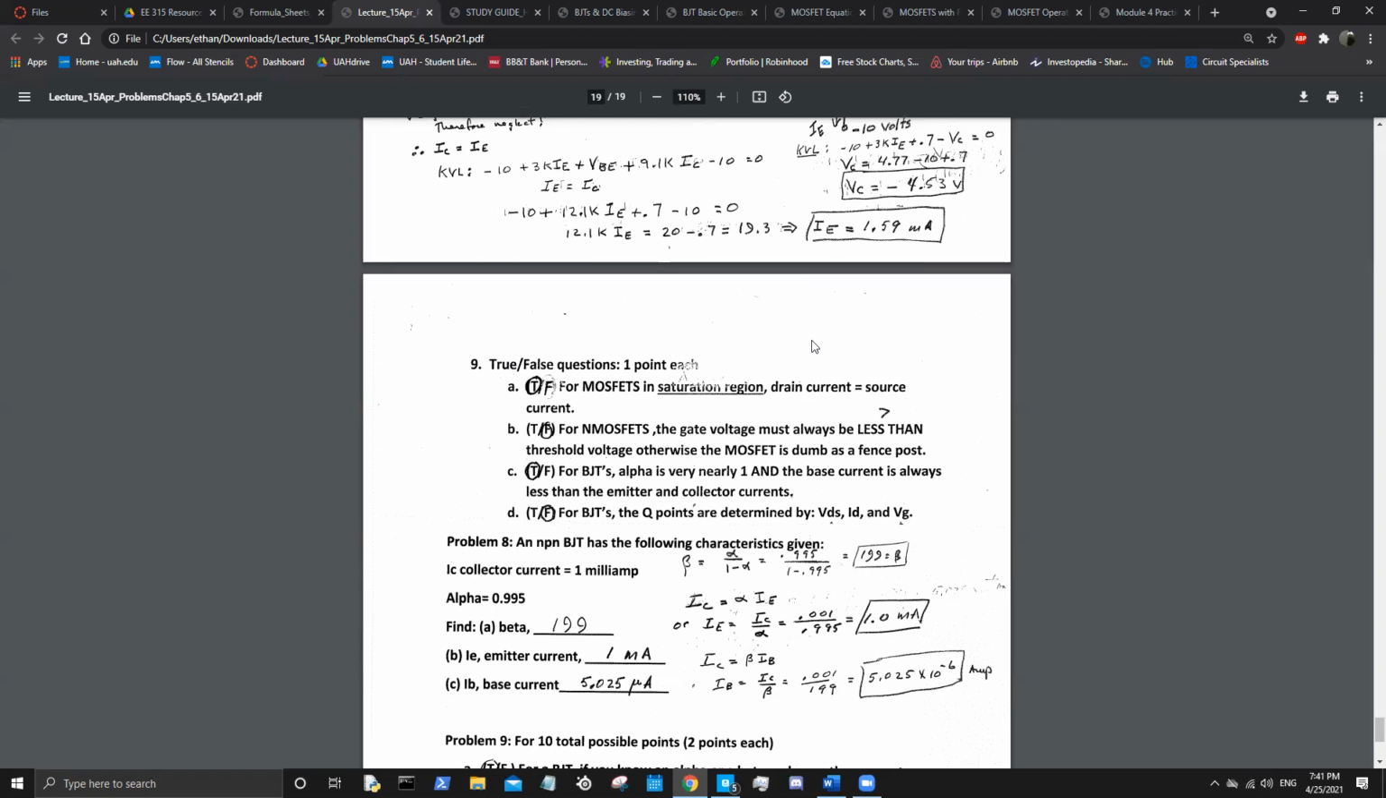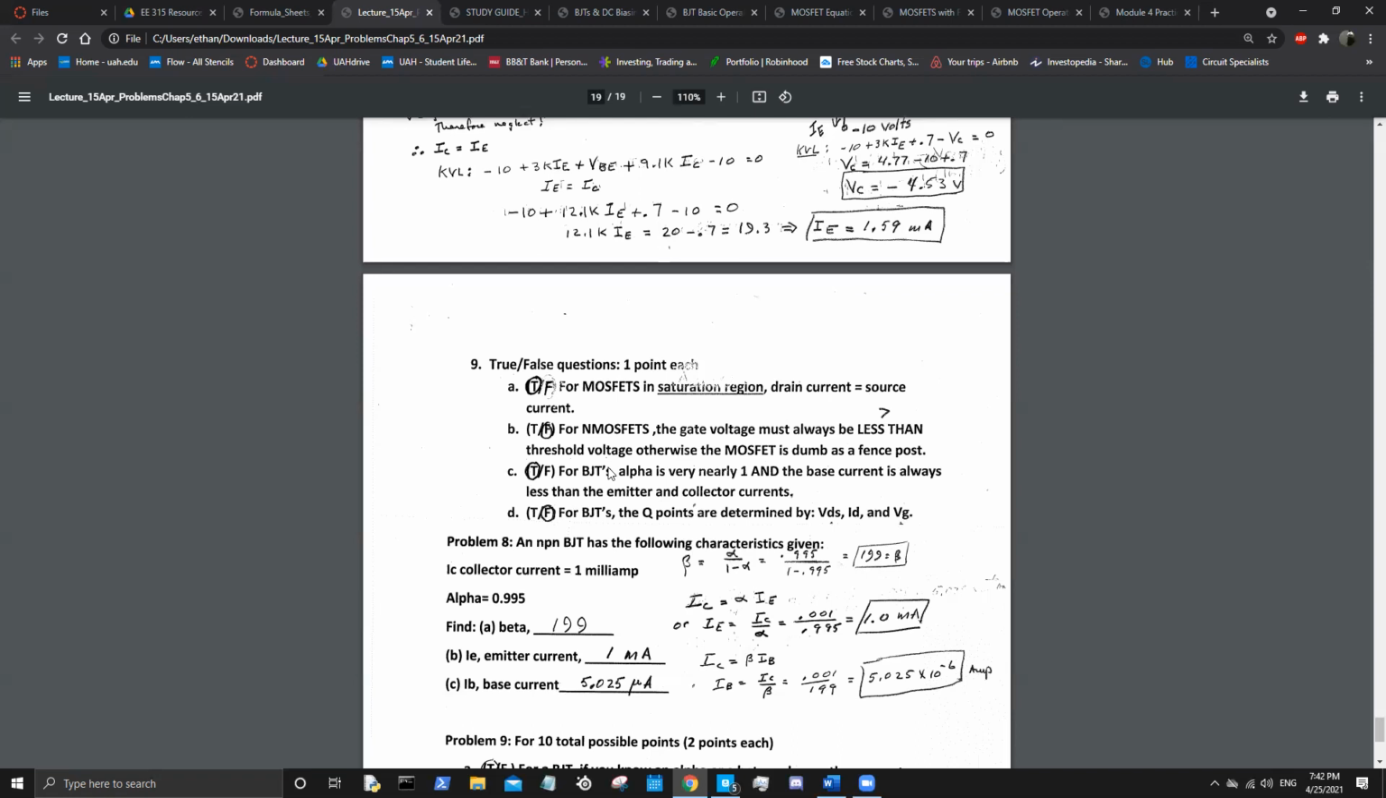Then in B, for N MOSFETs, the gate voltage must always be less than the threshold voltage. Otherwise, the MOSFET is... This is false, because the gate voltage has to be higher than the threshold for it to do anything. If it's not higher than the threshold voltage, the MOSFET is, in fact, dumb as a fence post. Also known as not on.